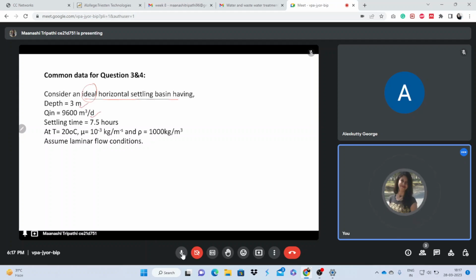Q in is 9600 meter cube per day. We have the settling time T at a temperature of 20 degrees Celsius. As I have told you, mu will always be this in case of 20 degrees Celsius for water. So mu is 10 raised to power minus 3 kg per meter per second, and rho is 1000 kg per meter cube. We have to assume the laminar flow condition. So first note down this information, then I can show you the questions.